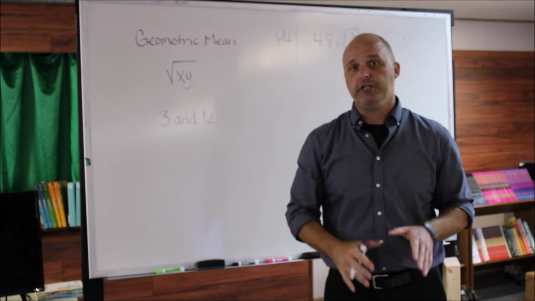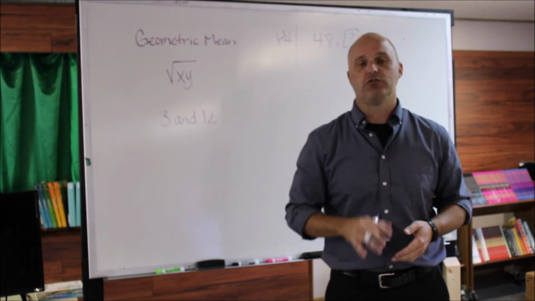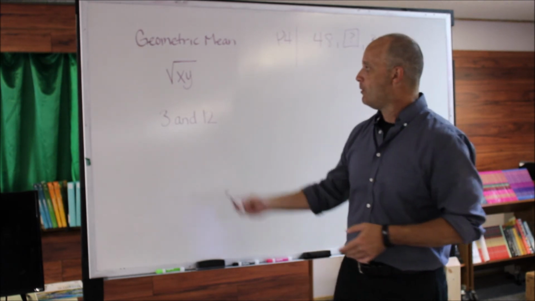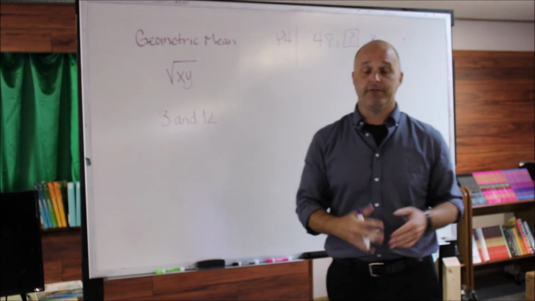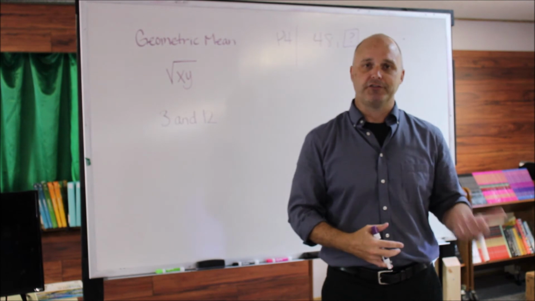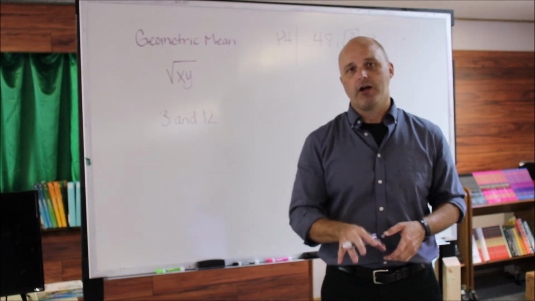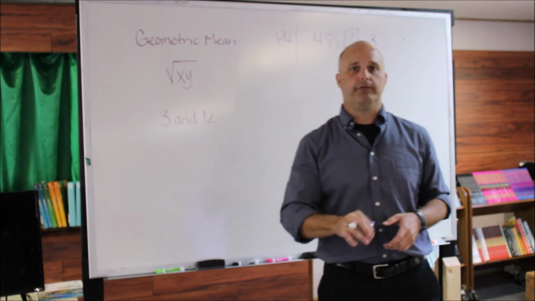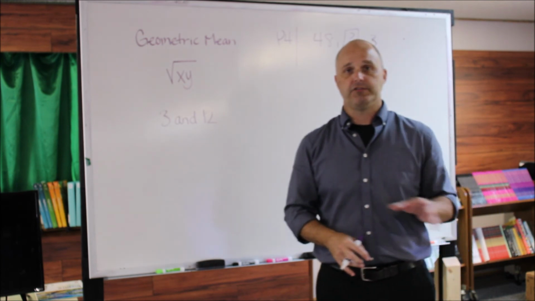Now, one thing that you need to know about the geometric mean is that the answer is always going to be positive. Remember that when we take the square root of a number, say the square root of 4, the answer could be plus or minus 2. But when we're talking about geometric mean, we're only ever going to be talking about a positive number.